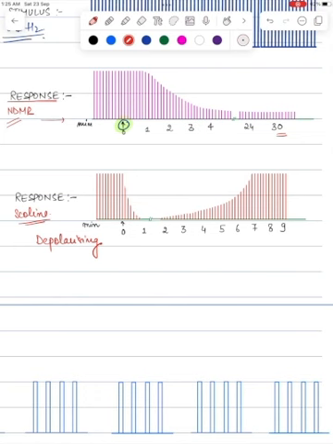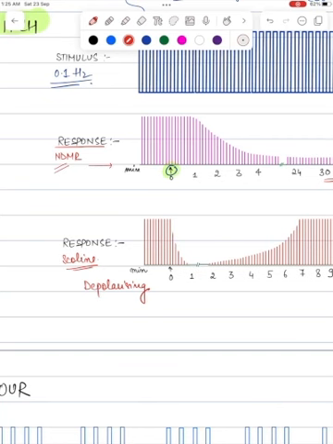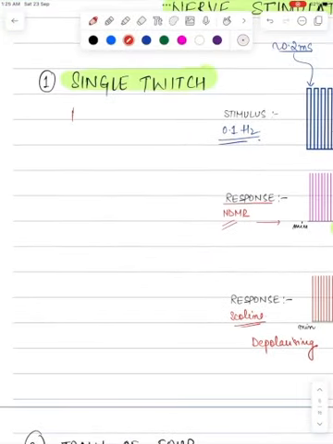But apart from the time factor, you cannot really use single twitch in order to differentiate between a non-depolarizing block or a depolarizing block. Therefore, the stimulation pattern does not really provide sufficient information on the type of block and also not on the level of block either. Therefore, in clinical anesthesia, standalone single twitch has limited utility, and it is mostly used as a component of post-tetanic count, which we will talk about later.